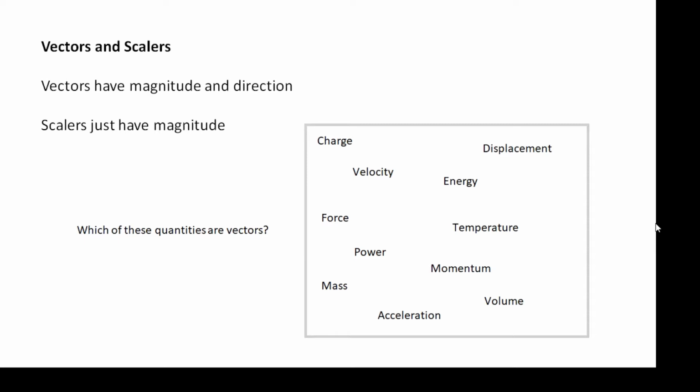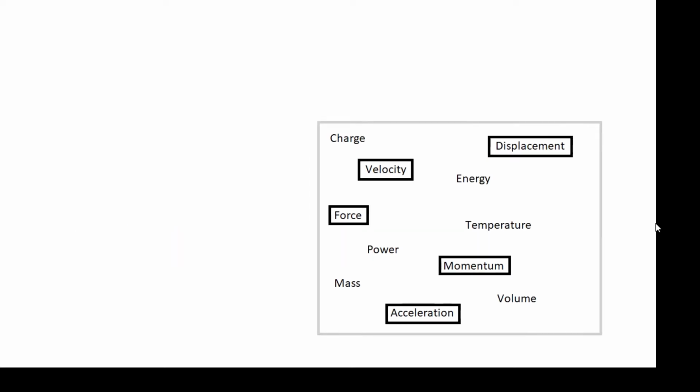So here's a bunch of quantities. Which ones of these do you reckon are vectors? Which ones are scalars? And the answer is these ones are vectors: displacement, velocity, force, momentum, acceleration. They have direction.